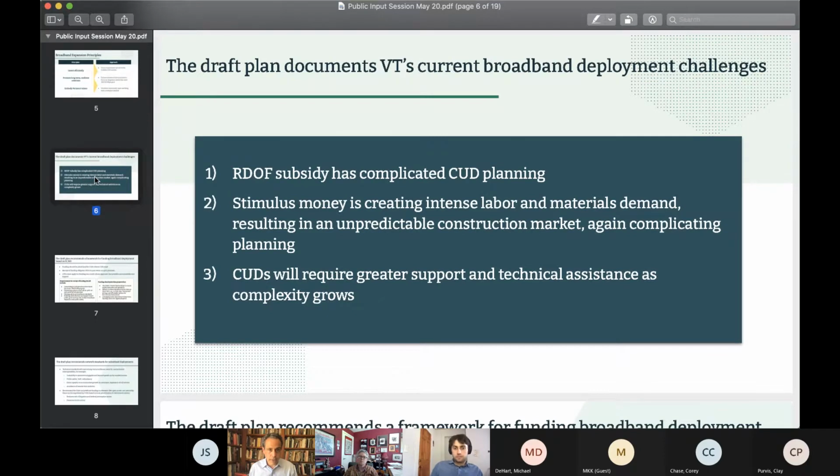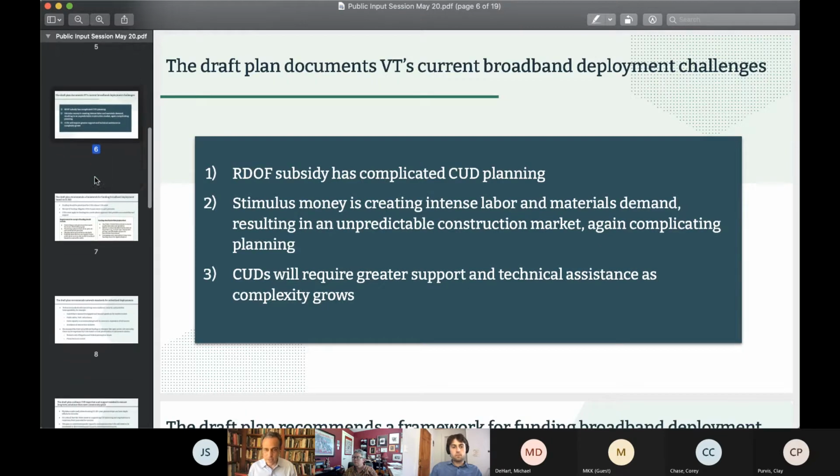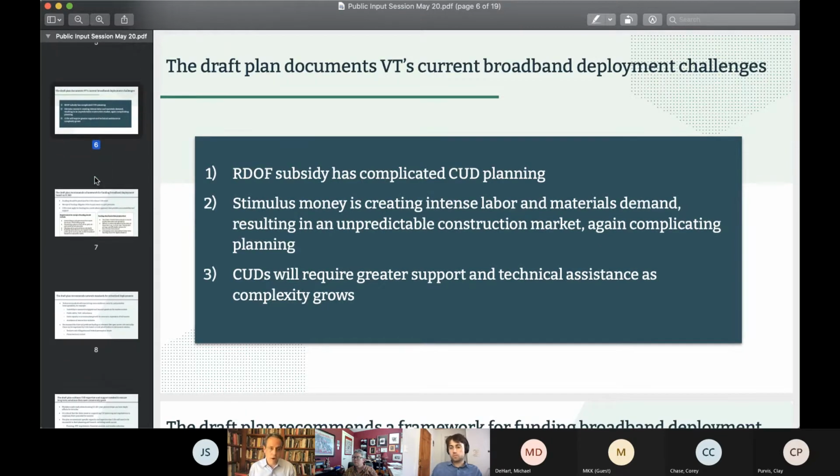The draft plan looks at both the incredible opportunities that are with us today, but also some of the challenges for broadband deployment. And you know, the state has been on a really nation-leading trajectory to understand the broadband gap and to find creative ways for solving it. But other external factors have come in and made it complicated, including the RDOF subsidy, the reverse auction that just has made it complicated for communication union districts to plan where they would build to.